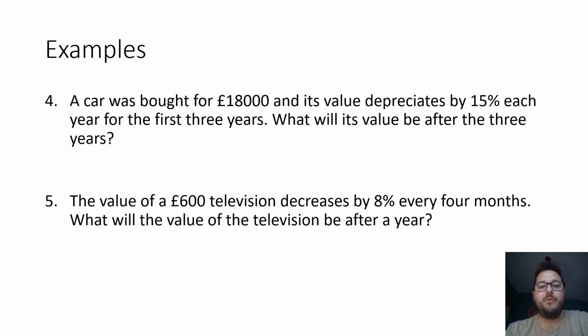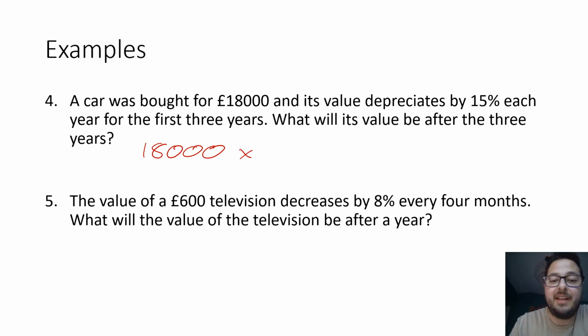Okay, so a car was bought for £18,000 and its value depreciates by 15% each year for the first 3 years. What will its value be after the 3 years? Okay, so we start with 18,000 and we times it by, now it's a 15% decrease. So 15% is 0.15. Take that away from 1, we're going to get 0.85. So our multiplier is 0.85. And because it's 3 years, it's going to be to the power of 3.